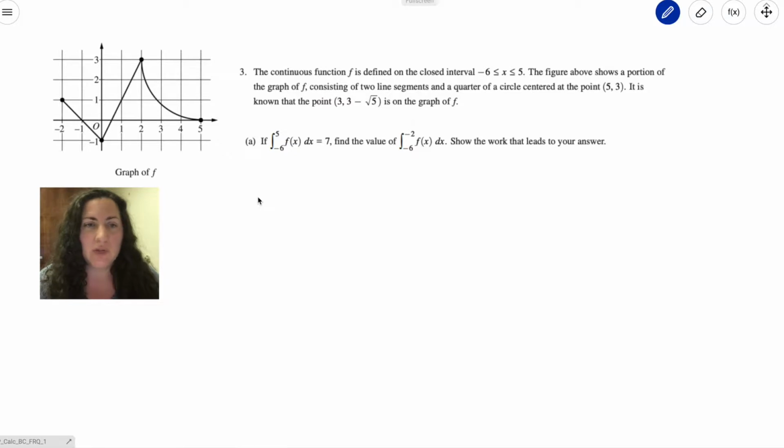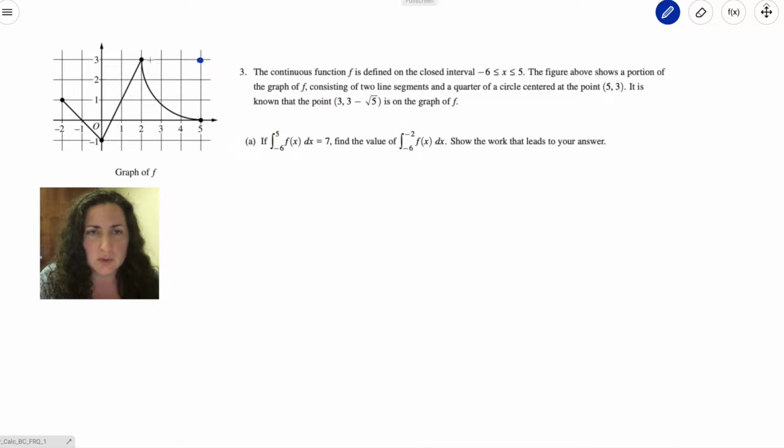So we're given a graph of a function in this problem, and we're told that the continuous function f is defined on the closed interval -6 to 5. Notice that the graph only includes -2 to 5, so from -6 to -2, that's not pictured. And then we're told that the graph consists of 2 line segments as well as a quarter circle. And the circle has a center at (5, 3).